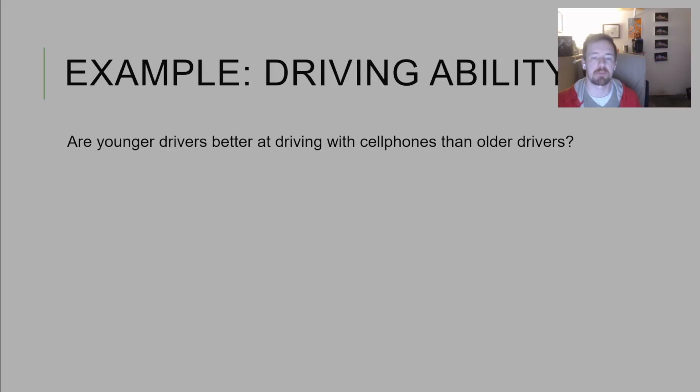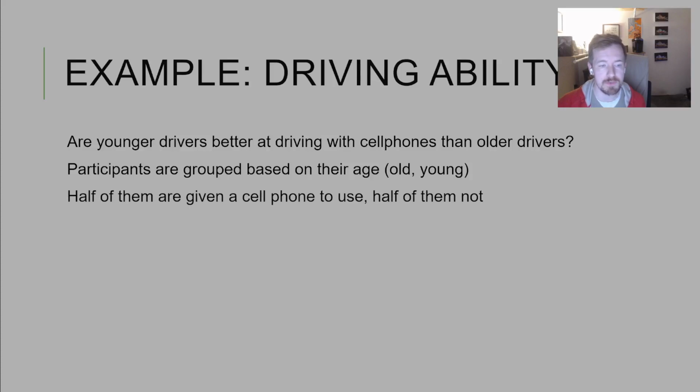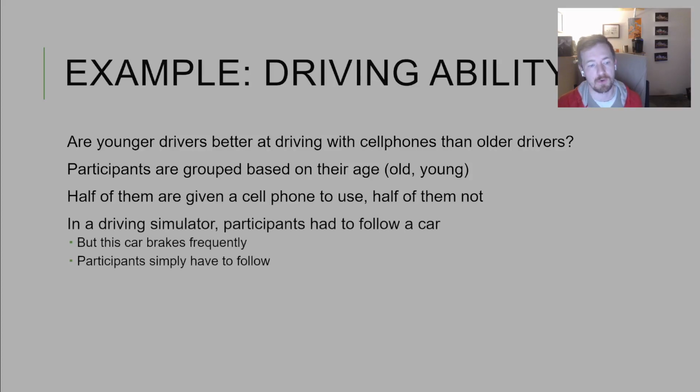So let's get into it. Let's go through an example of driving ability. We want to know whether drivers that are young are better than drivers that are old when it comes to driving with cell phones. In this particular example, which is based on a real study, we have participants grouped based on their age. So this is kind of a non-manipulated independent variable, right? Because we can't really assign people to old or young groups. And then half in each group we're going to give cell phones to use, and the other half we're not going to give cell phones to use while they're driving.